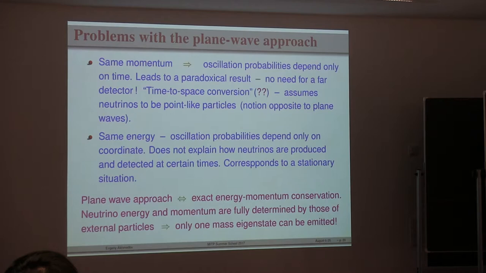If we assume the same momentum, oscillation probabilities depend only on time. You remember, then to write them in terms of the coordinate, we had to invoke some additional assumption that the time is equal to the coordinate for neutrino. This is sometimes called time to space conversion. But this assumption is only true for point-like particles moving on a classical trajectory.